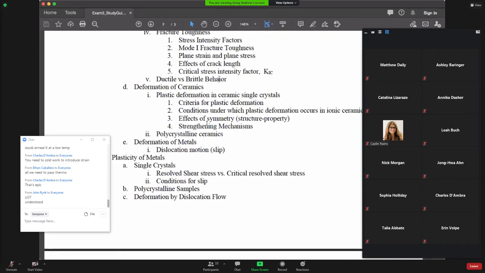Okay, another question, like for all these strengthening mechanisms, how are dislocations involved in grain size reduction? So we're going to get to that. Sorry, that's a little further down on the thing. Oh, we'll be there in just a moment.